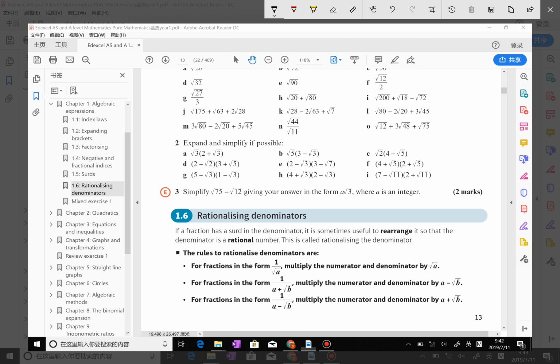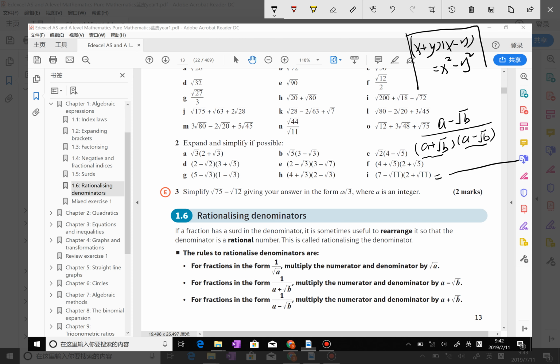For the form 1 over a plus square root b, how do you make the denominator a rational number? You multiply the denominator and the numerator by a minus square root b. So that's a plus square root b times a minus square root b in both numerator and denominator. What is this form? This is the x plus y times x minus y form. So the answer should be x squared minus y squared.